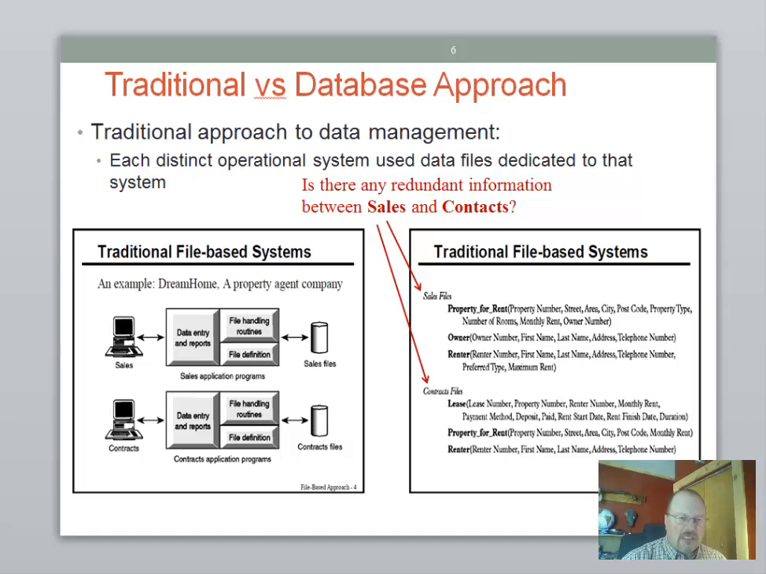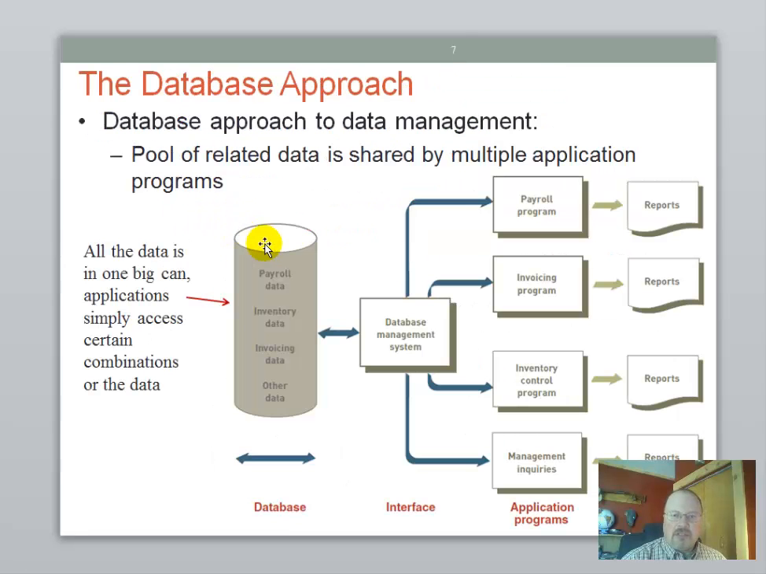The next slide will be the database approach. What does this look like? So again, we have one big can, just like we did in one of the previous pictures. You have your payroll data, you have your inventory, you have invoicing, you have all the data in here. You have your BMIS program, and then all of these separate programs access the information within your database. So all the data is in one big can. Applications simply access certain combinations of the data.